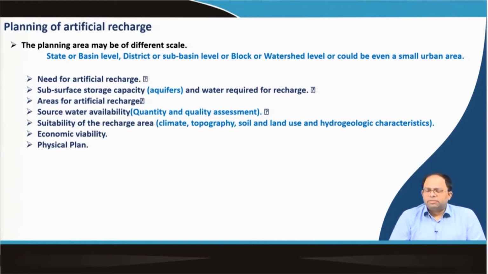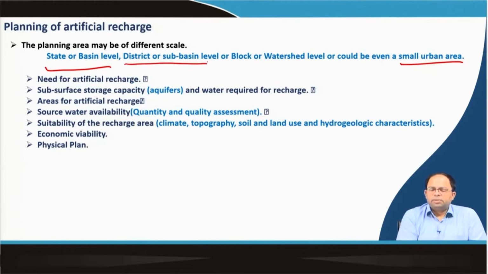We are mostly concerned with the small urban areas, but it could be done at the state or basin level. It could be done at the district or sub-basin level, or block or watershed level, and then again, of course, the urban level is also there. So, we can plan for artificial recharge at different levels, and different levels of networks of recharge structures could also be conceived. But what are the different steps in this particular process?